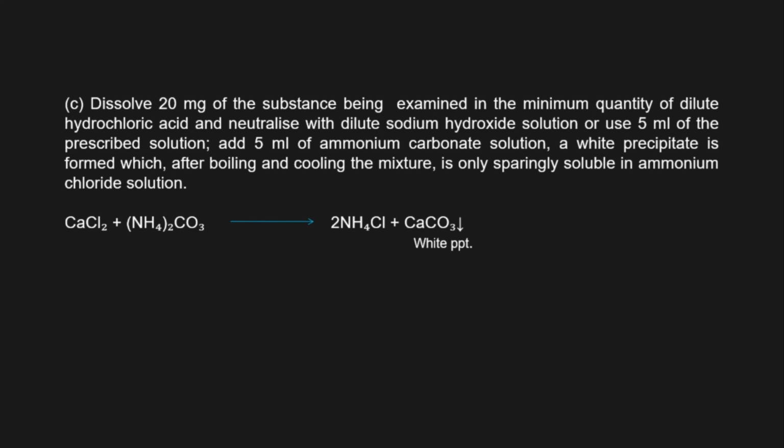The third method of identification for calcium is as follows. Dissolve 20 mg of the substance being examined in the minimum quantity of dilute hydrochloric acid and neutralize with dilute sodium hydroxide solution, or use 5 ml of the prescribed solution. Add 5 ml of ammonium carbonate solution. A white precipitate is obtained. After boiling and cooling the mixture, it is only sparingly soluble in ammonium chloride solution.